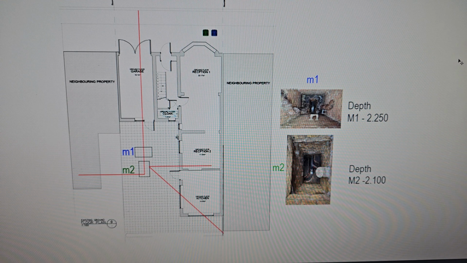So that's just not logical to do. I hope that makes sense. If you've got any questions about it, let me know. I'm kind of a drainage expert now.